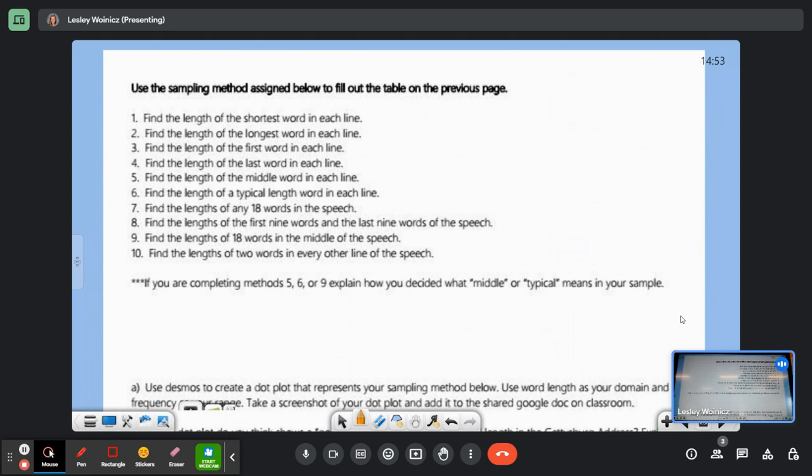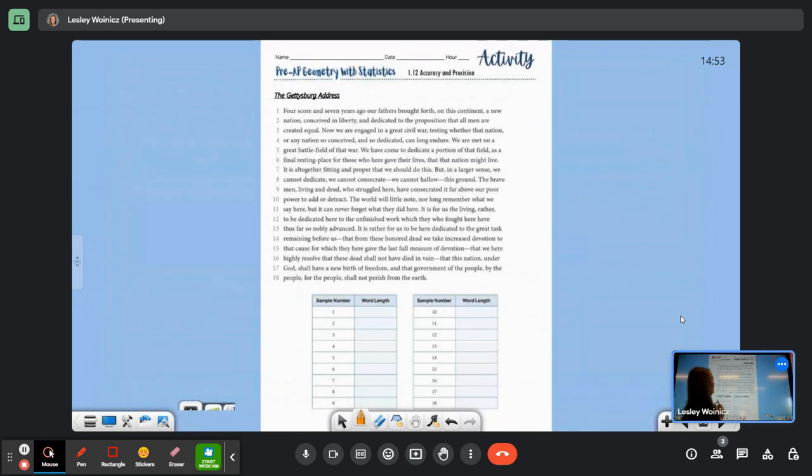Okay. Actually, first, let's look at number 1 first. If we find the length of the shortest word in each line, what is the shortest word in the first line? A. Okay, and how long is it? 1. So I would put a 1 right down here. Okay. Second line, what's the shortest word? In or to. Either of them are both 2 letters long. Do you guys see how to do this?